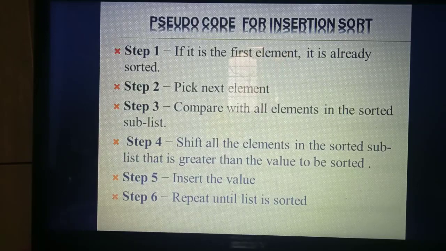For example, if 10 elements are there, how many passes will you record? N minus 1. That means 9 passes are required. At last you will get the sorted array list. Understand? So once again I am explaining the pseudocode.